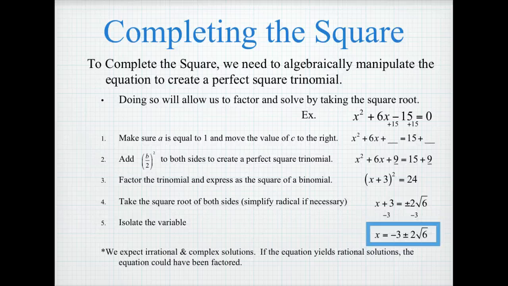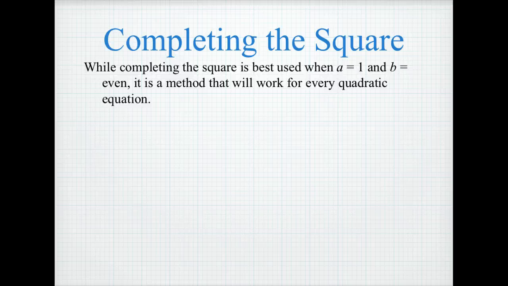Now notice, the solution is irrational. We expect irrational and complex solutions when completing the square. If the equation yields rational solutions, that tells us that the equation could have been factored. While completing the square is best used when a is equal to 1 and b is even, it's a method that will work for every quadratic equation, including when we have rational solutions, when b is odd, and when a is not equal to 1.